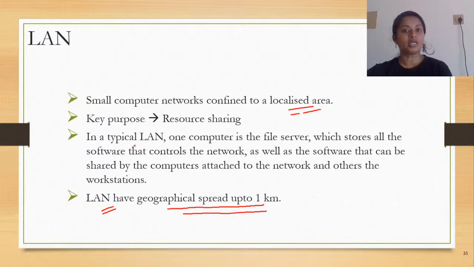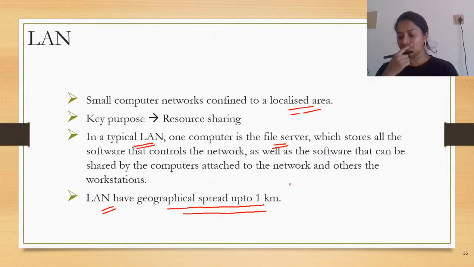See, when you're talking about a typical LAN, I told you that a LAN is a small computer network. So naturally, you have participating entities in the network. These are all computers, right? Now, these computers are connected. One computer in the typical LAN can be considered a file server. It stores all the software that controls the network, as well as the software that can be shared by the computers attached to the network.